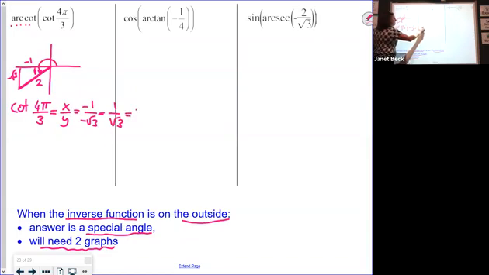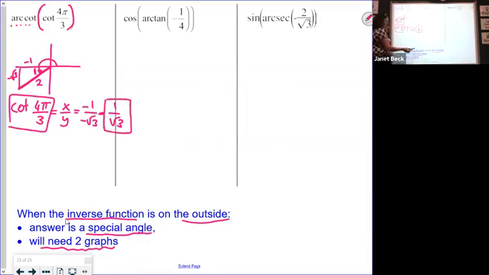I'm not going to rationalize that. That would be making too much work for myself. Don't do that. Just leave it unrationalized. So that was the inside. I can replace the cotangent of 4 pi by 3 when I see it with 1 over the square root of 3.